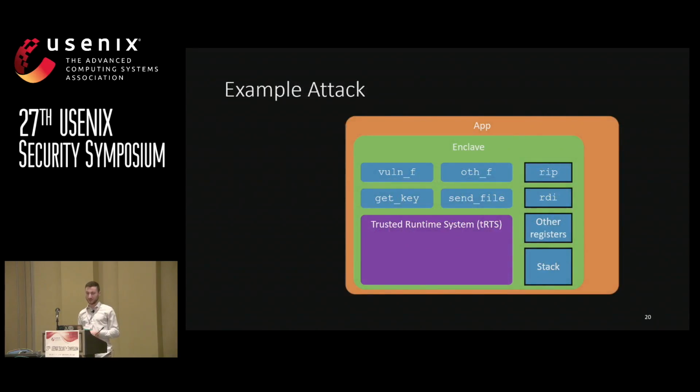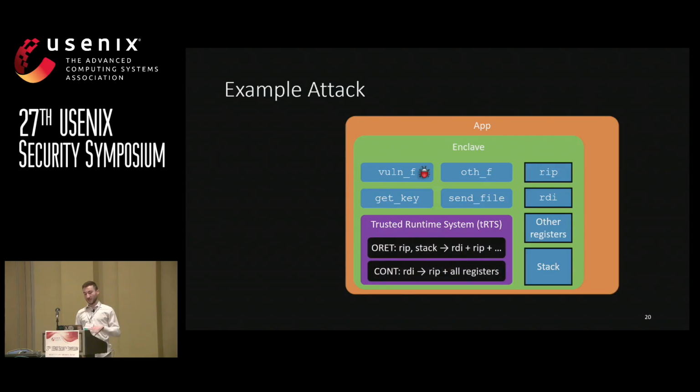So let's look at an example of how you can use this. There's a vulnerable function, and then we have some other functions in the enclave. For example, a get key function, which gets us some secret cryptographic key in the enclave, and a send file function, which can send a file to the attacker, for example. In the TRTS, we have ORET, we have continue. So we exploit that vulnerability. We get control, in this case, of the instruction pointer and the stack. So let's say this is, for example, a stack overflow.